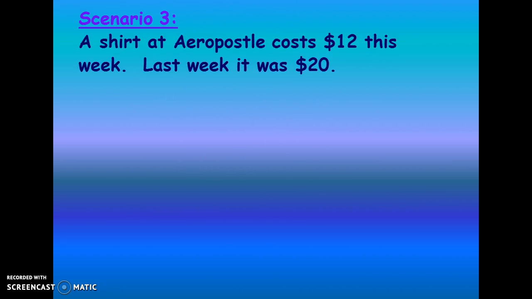In scenario 3, we decided that last week occurred first, so 20 would be our original, and then this week is what happened last, and our ending number is 12. That is our new number, and since it is lower than 20, it represents a decrease.